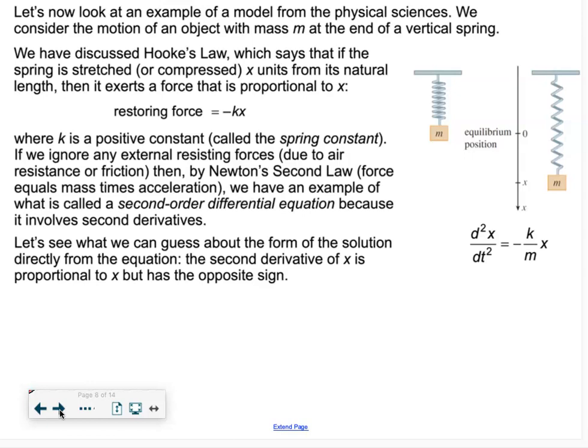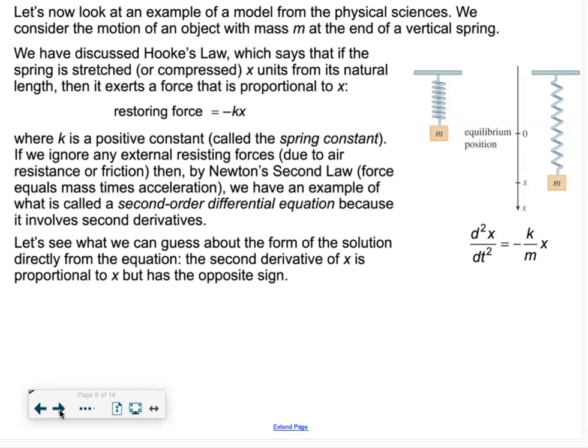So when you hang a mass from a spring, there is this thing called Hooke's law, which says that if the spring is stretched or compressed x units from its natural length, it exerts a force proportional to x. So your restoring force equals negative kx. So k is some positive constant called the spring constant, ignoring any air resistance or friction.